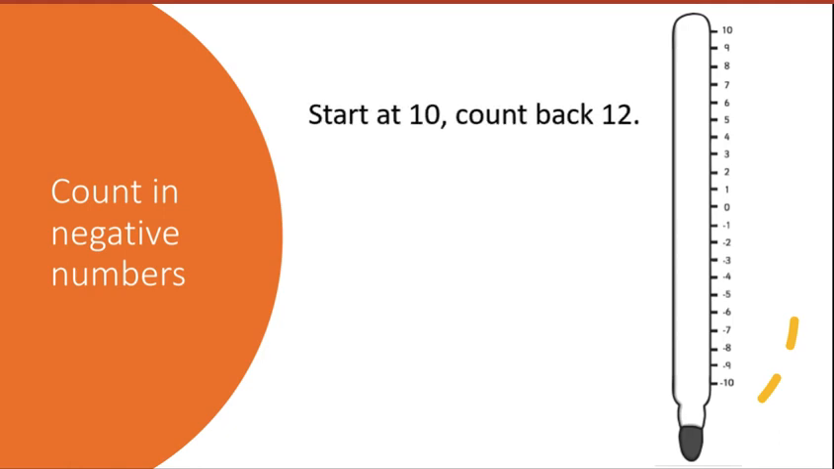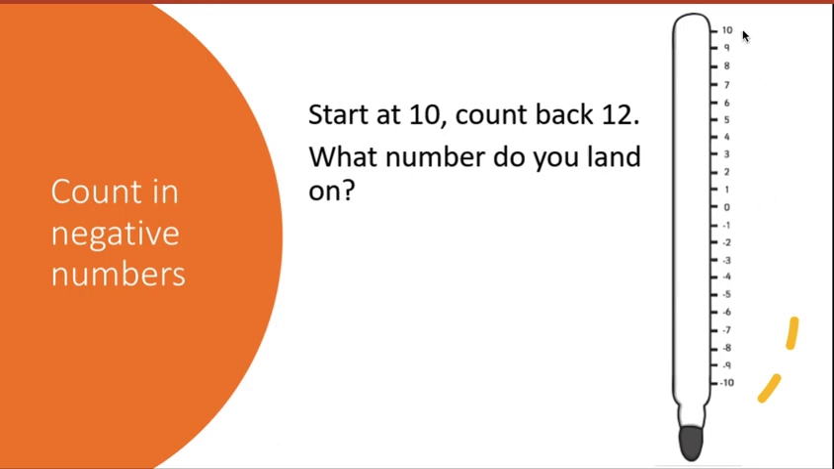Our next example, we're going to start at 10 and count back 12 to find out what number we land on. I'm going to pause a moment, have a look closely, see if you can start at the number 10, count back 12. Can you find out what number we're going to land on? Now you've found the answer, let's work it out together.